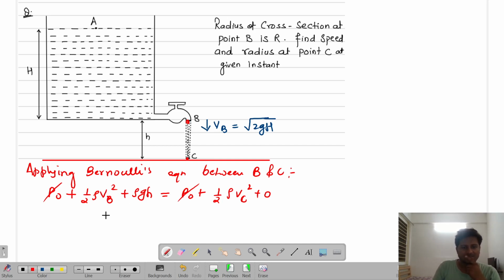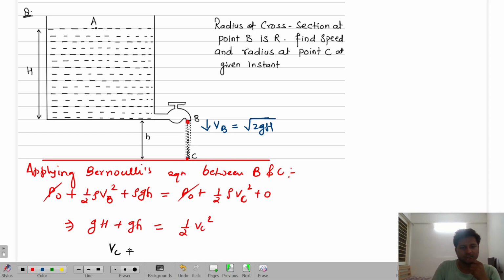So 2 cancel and this will be just GH. So this will be V of B is given to you. This is just G capital H, G into capital H plus G into a small h is equal to half V of C square, isn't it? So you got velocity at point C, it is root under twice G capital H plus small h.